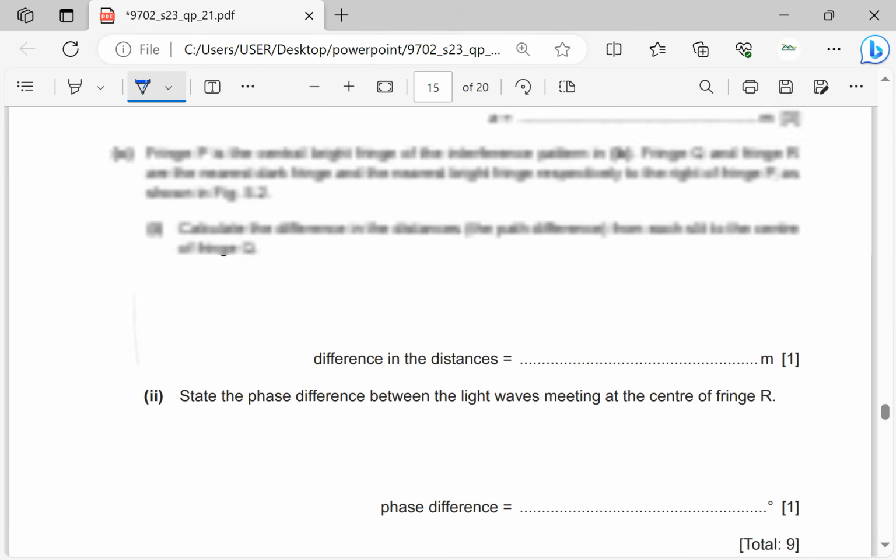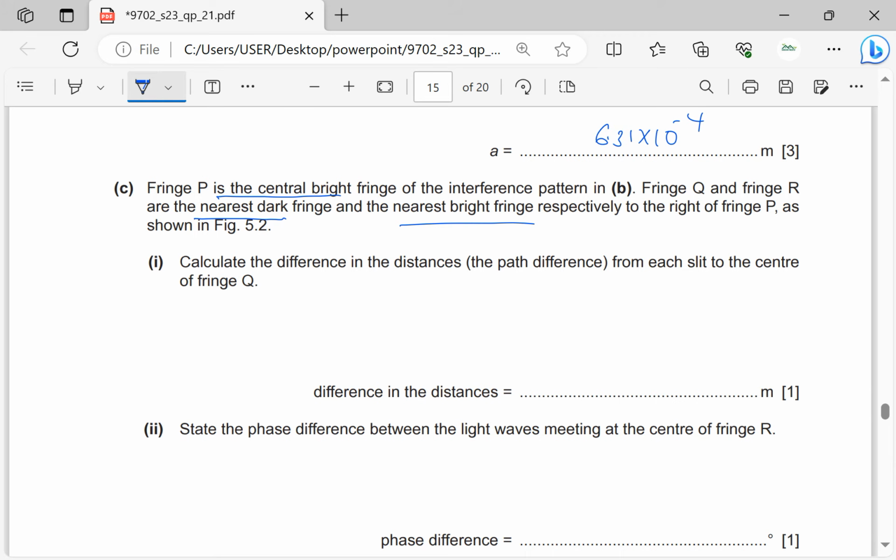So calculate the difference in the distance. That is the path difference from each slit to the center. Of course, we know that the path difference, because P is a bright fringe where n equals 0, and R is the first bright fringe where n equals 1. We know that for constructive interference, the path difference is equal to n times lambda.